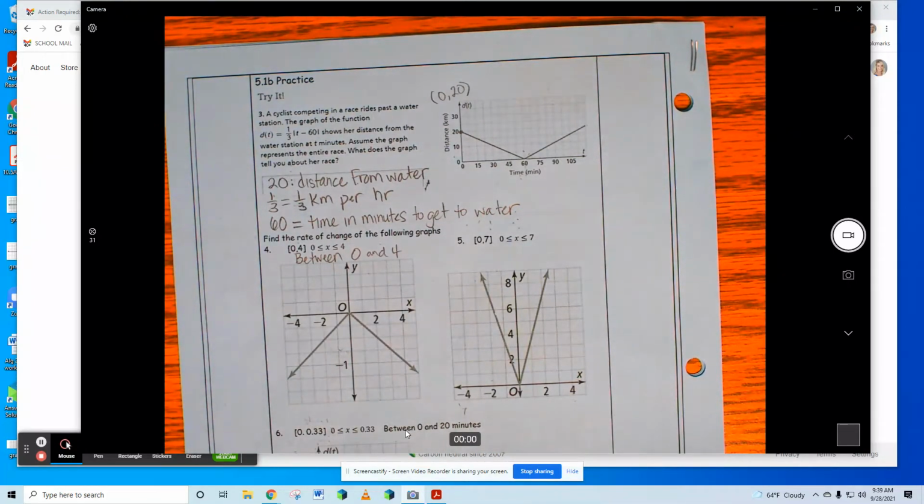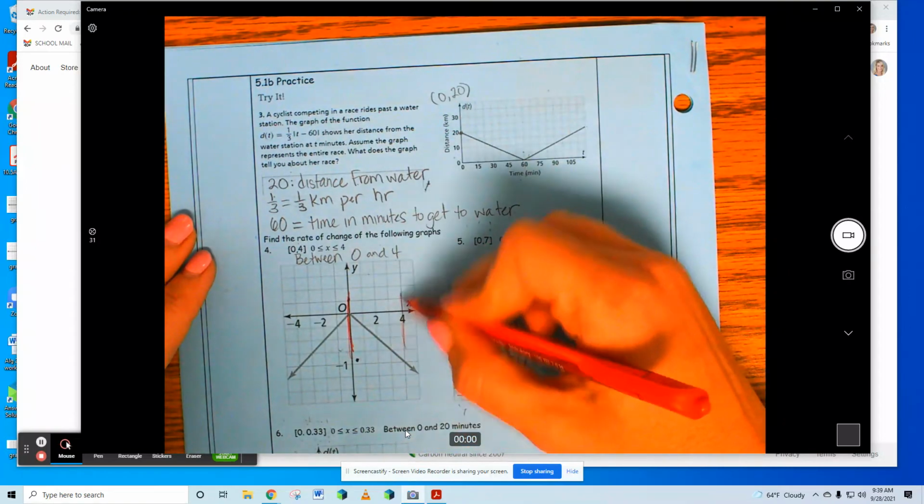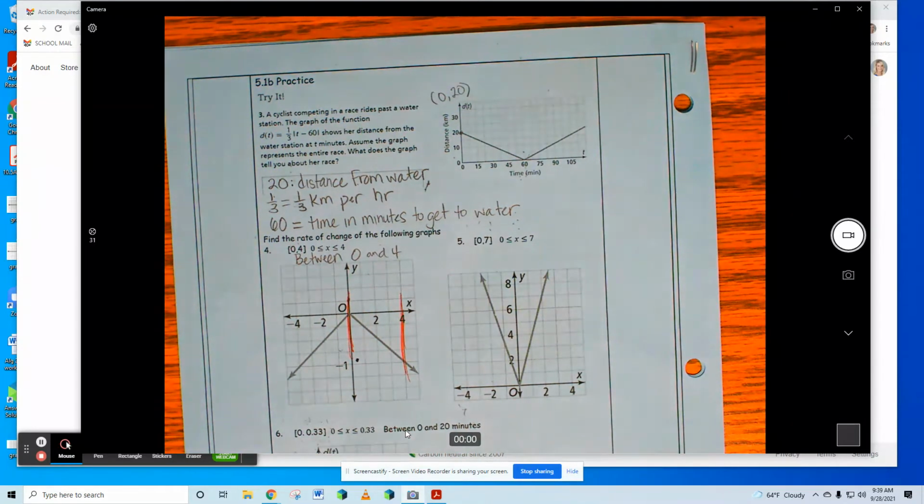So I'm going to draw my boundary lines between 0 and 4. And all I care about is the rise and run of that section in between my red. Draw your boundary lines, please. What's the slope, rise over run? Is my line going uphill or downhill between those? Downhill.